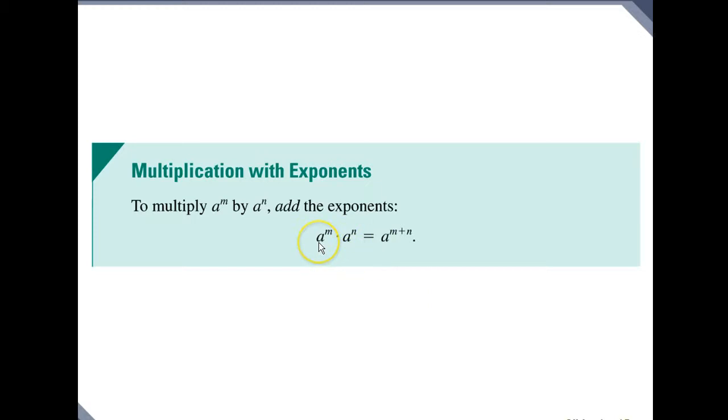Now, if you have, let's say, a to the second times a to the third, to get your result, you're just going to add these exponents. And this is the rule. To multiply variables with the same base, you just add the exponents.